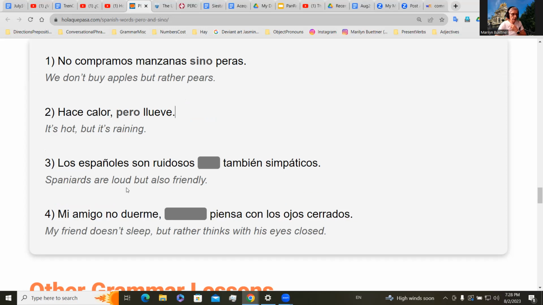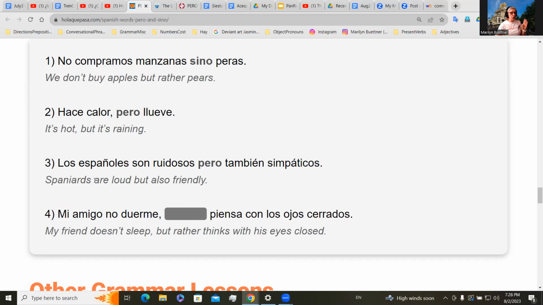Spaniards are loud, also friendly. Los españoles son ruidosos, pero también simpáticos. Okay. Pero en sino, you have to develop from seeing lots of examples, just a gut feeling, and go with that.